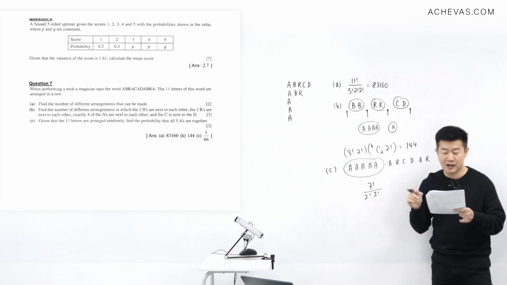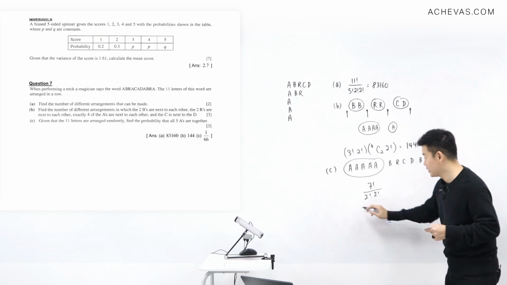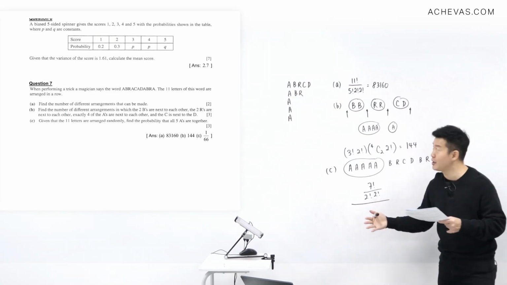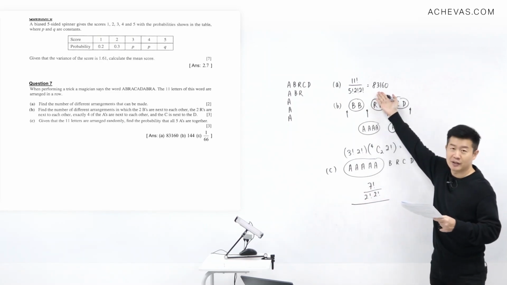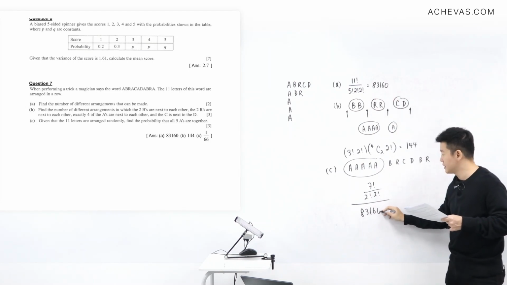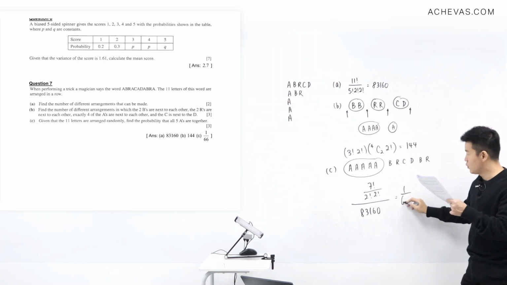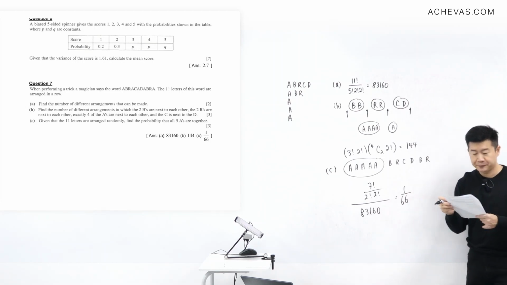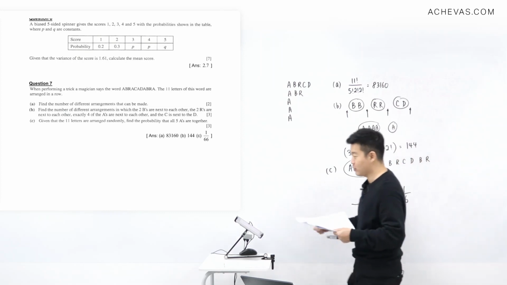But let's not forget that this is a probability question. So we need to divide this by all the possible outcomes, which has already been calculated in part A. So I'm going to divide this by 83160. My answer here is 1 over 66. Okay, we can move on to the next question.